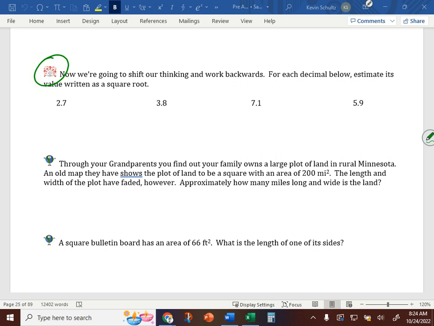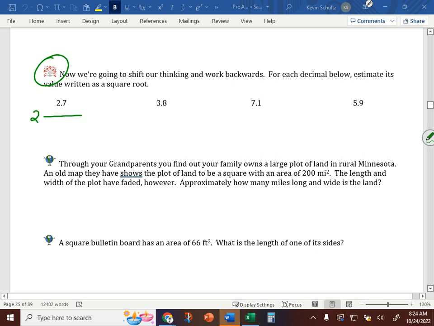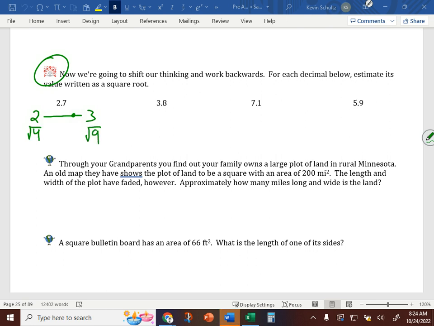We're kind of working backwards here, right? Here's our range between 2 and 3. 2.7 is like right here. I know that 2 is the root of 4. I know that 3 is the root of 9. What root would be a potential value that would give us 2.7 as a decimal?